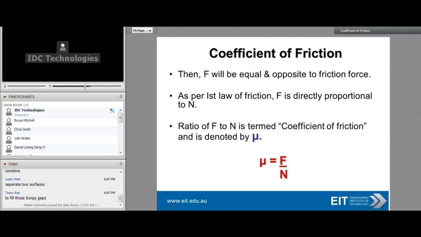Now, the friction between the two blocks depends on the surface roughness. And we've got something called the coefficient of friction, and it's denoted by the Greek letter mu. And we can calculate the coefficient of friction between any two surfaces if we know the force that's required to drag the, in this case, the block along, and we know what the normal reaction force is.